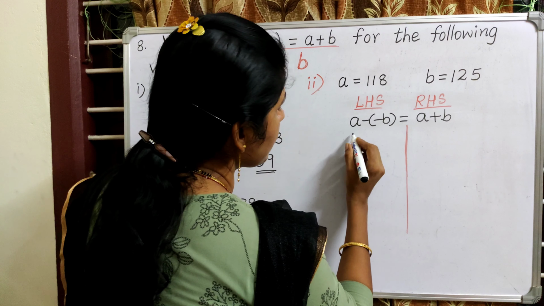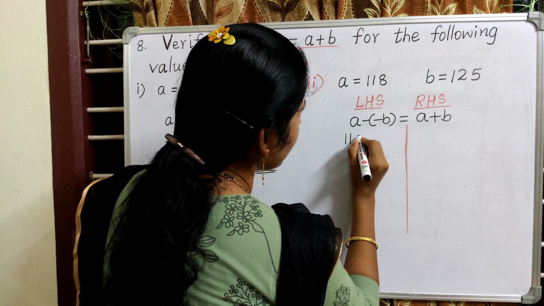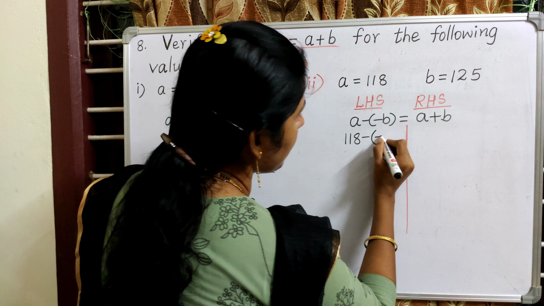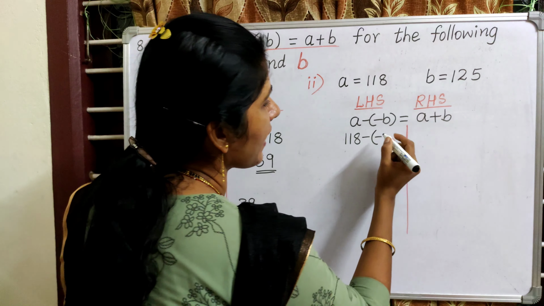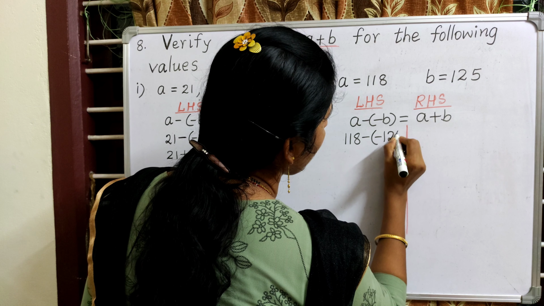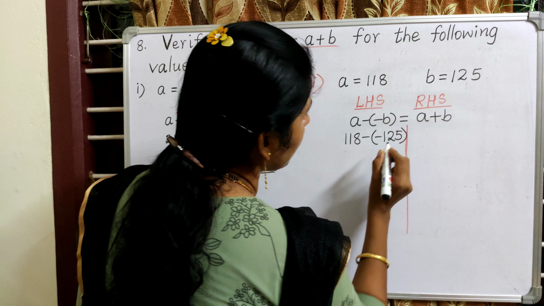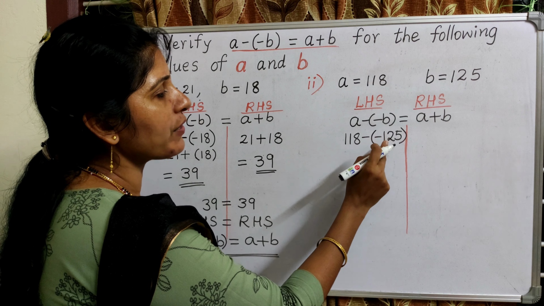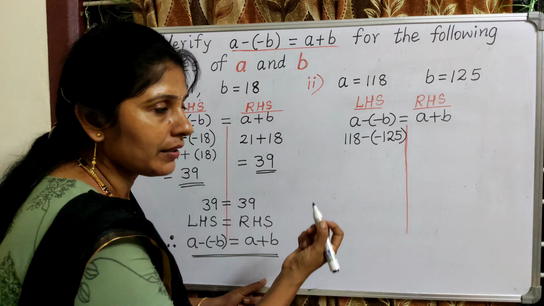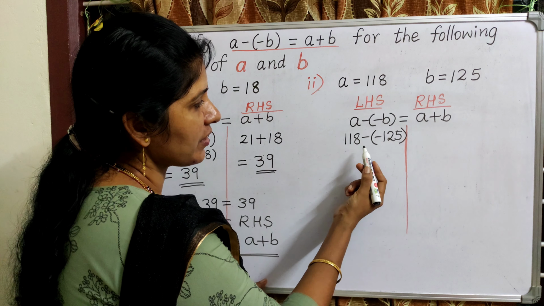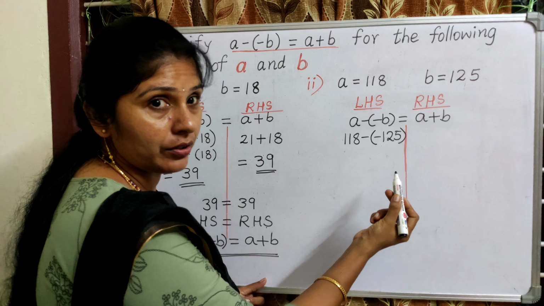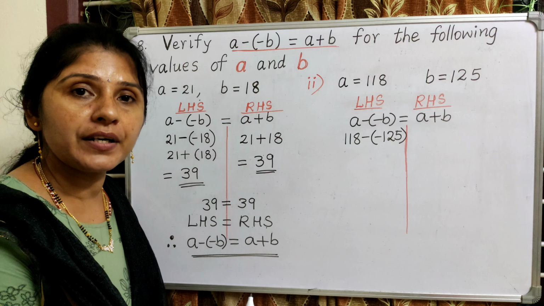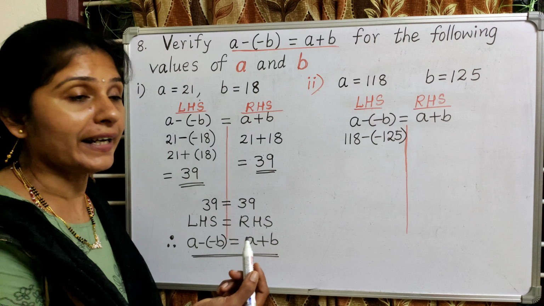Write the values of A and B in the formula. In A's place, write 118 minus in B's place, write 125. Now it is 118 minus 125. This operation is in subtraction. So continue the sum. We need to change the operation from subtraction to addition.